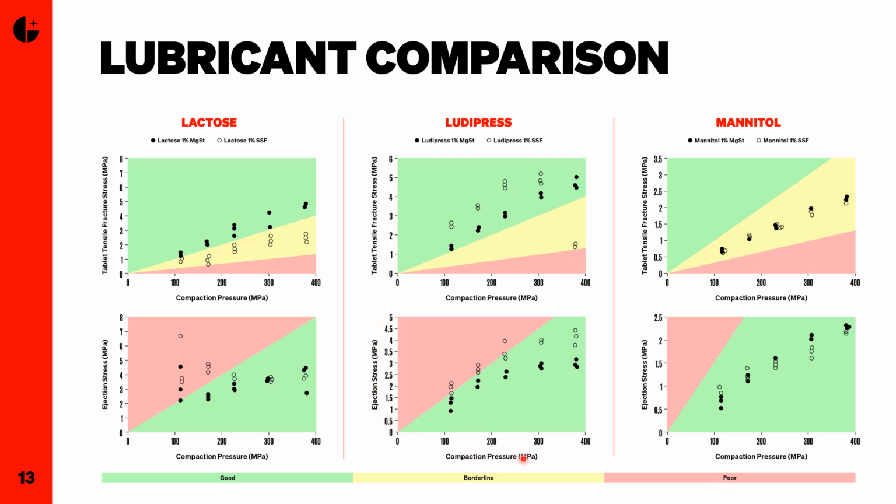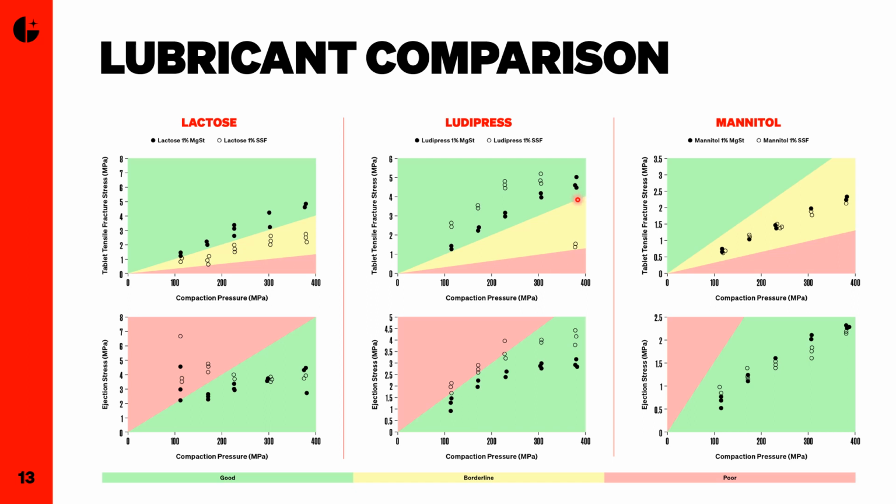In the lower graph, you can see that again the magnesium stearate is also the slightly better lubricant. We have lower ejection stress values compared to the SSF. If everything was equal, then I would say to choose the magnesium stearate as the lubricant in this case because it's the better lubricant, but it's also the less risky choice. The tablets aren't as strong below 300 megapascals, but you don't have the risk of this overcompaction happening. So it's the less risky option.